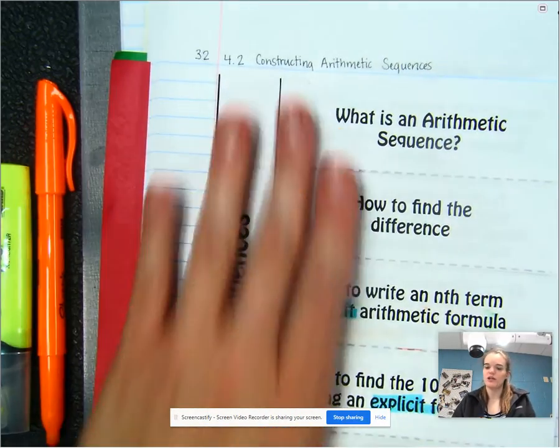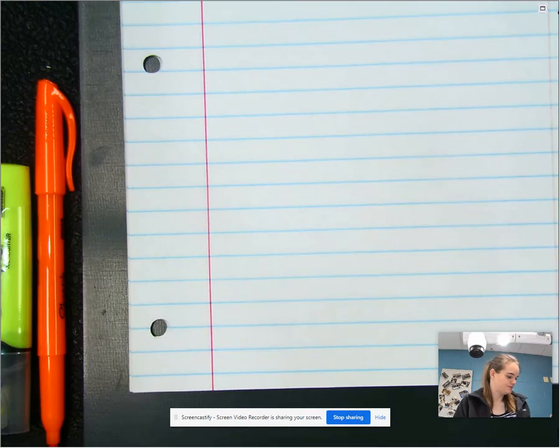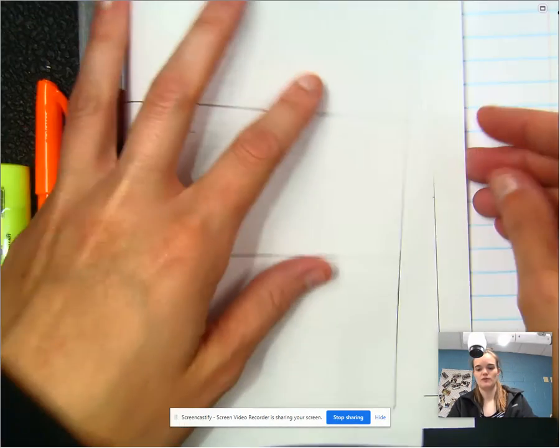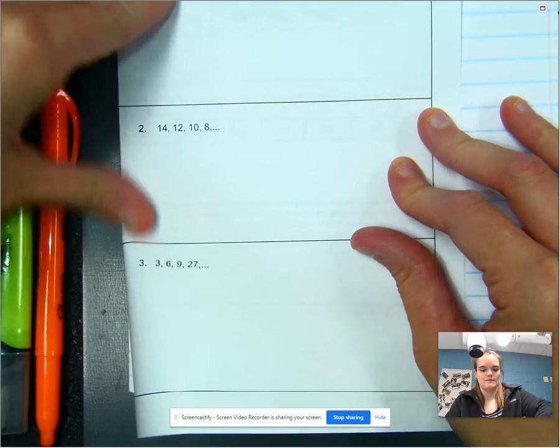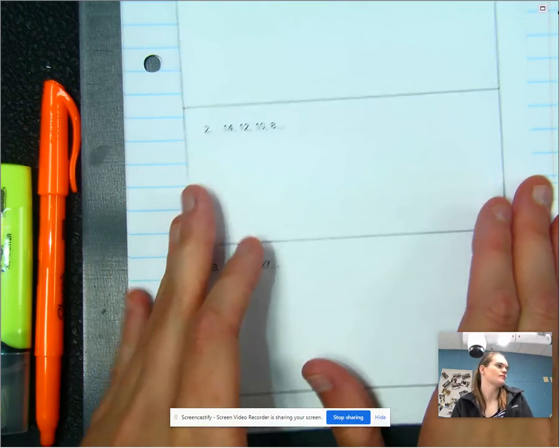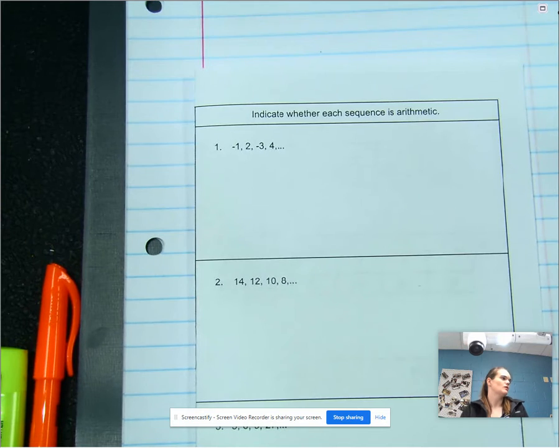Okay, we're going to then go on to 33. So if you're just writing in your notebook, it's on page 33. If you're not writing in your notebook, you've got this in front of you, you're folding this in half. So we're going to keep going. We're going to talk about whether these are arithmetic or not.